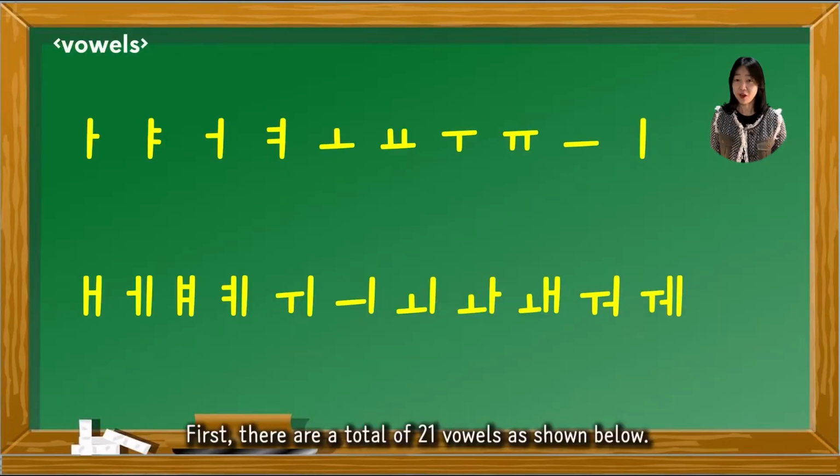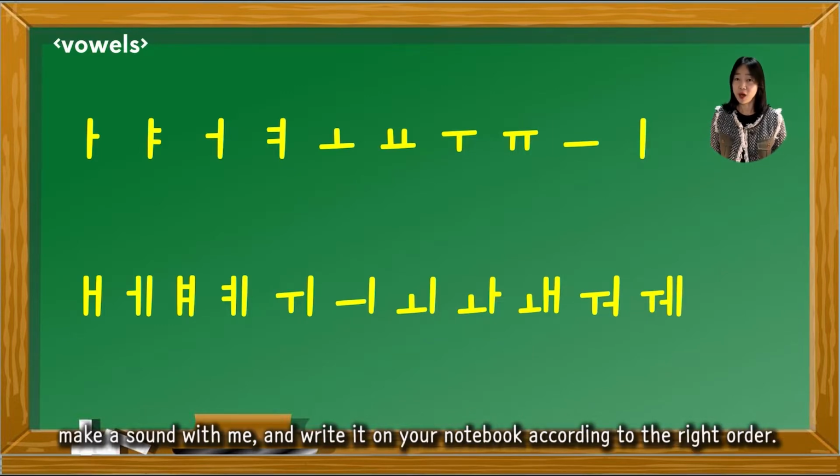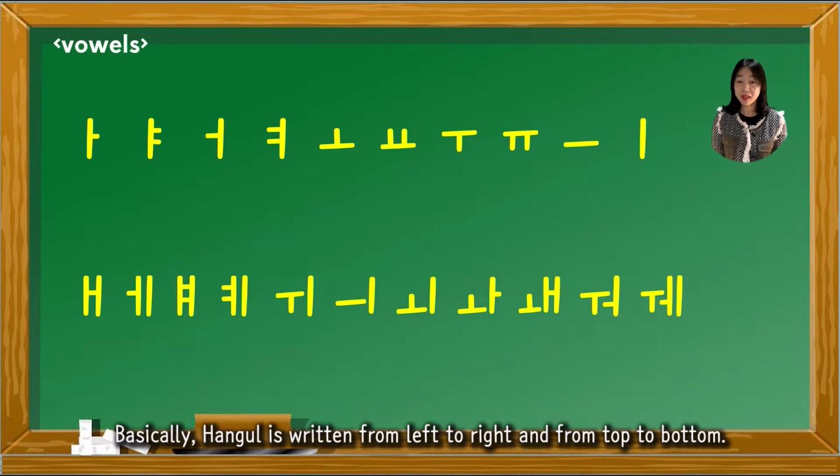First, there are a total of 21 vowels as shown below. I want you to pay attention to the order of writing and the sound of each. Make a sound with me and write it in your notebook according to the right order. Basically, Hangul is written from left to right and from top to bottom.